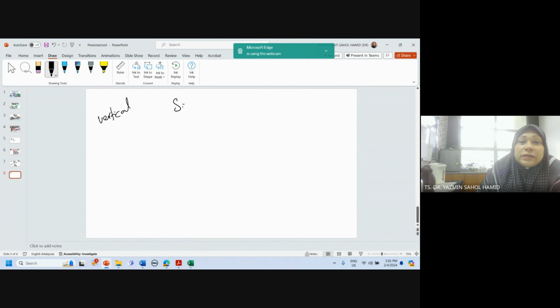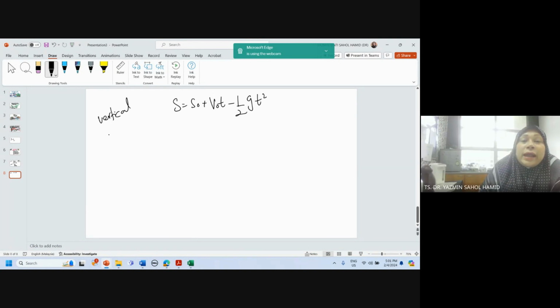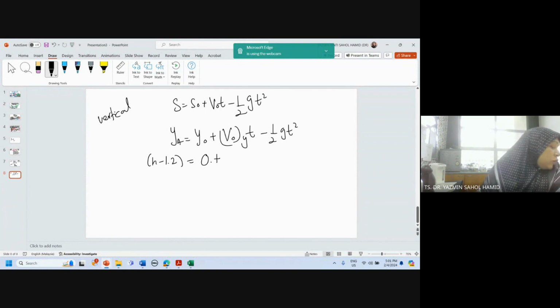4 is S equals S naught plus V naught T minus 1 over 2 GT squared. So S here actually represents the final, so this is YA. S naught is Y naught. And since it's vertical, it'll be V naught Y T minus 1 over 2 GT squared. So do we have YA? YA is H minus 1.2. Y naught is 0. V naught Y is what?